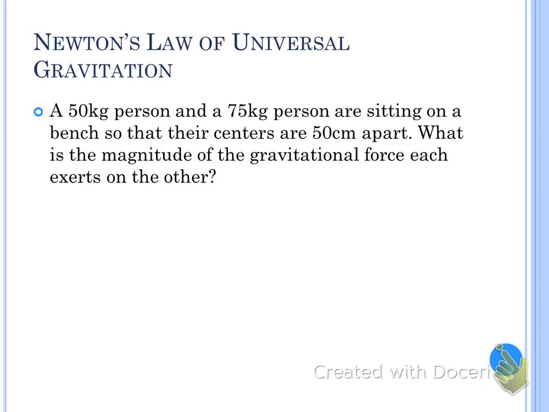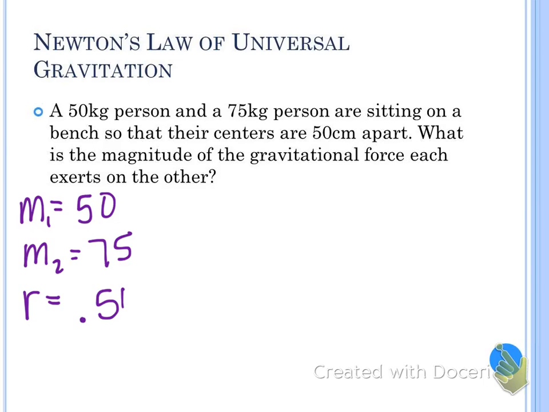All right, so let's go ahead and start walking through our variables here. m sub 1 equals 50, m sub 2 equals 75. What does this value tell us right here? Radius. But what needs to happen to that 50 centimeters? It needs to be converted to meters, so we go 0.50 meters. Okay.